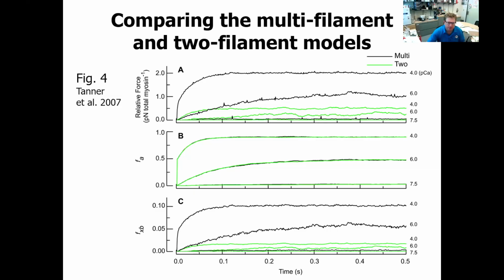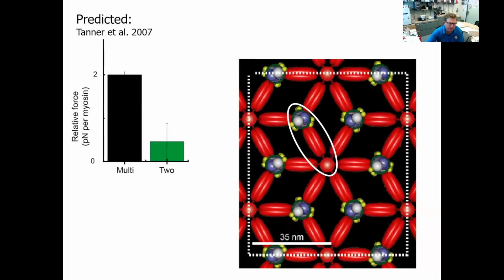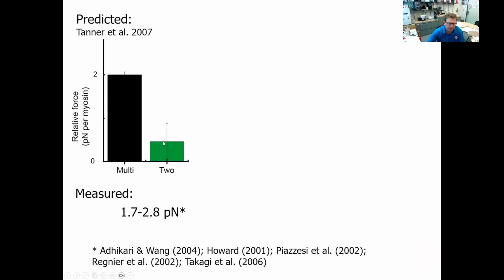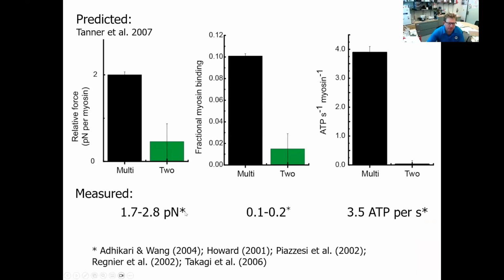One of the take-home messages is that you get more binding and more compliant realignment with the multiple filament model. An implication is that at PCA 4, the predicted relative force would be about 2 piconewtons per cross-bridge, instead of about half a piconewton for the two filament model. And that seemed to line up a little bit better with what has been measured with single molecule measurements.